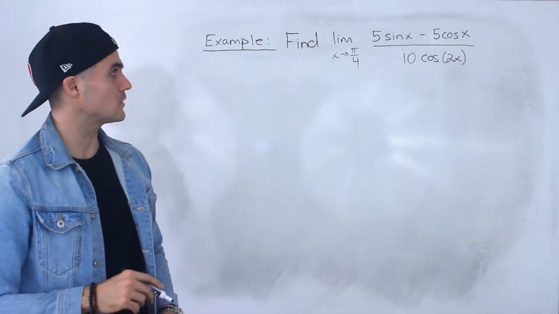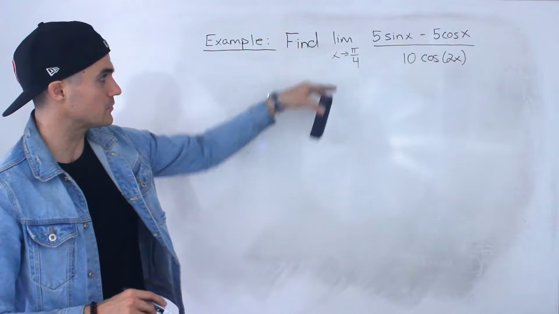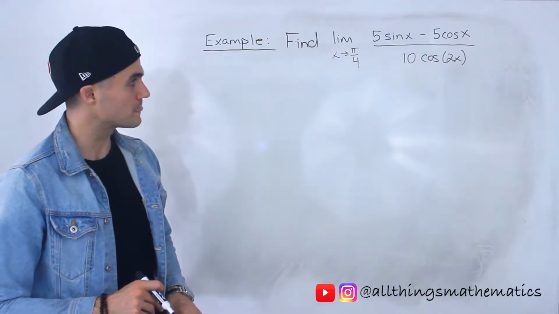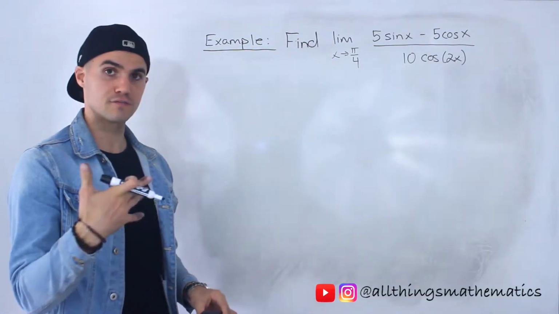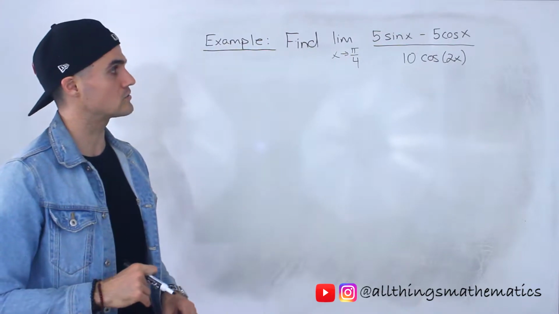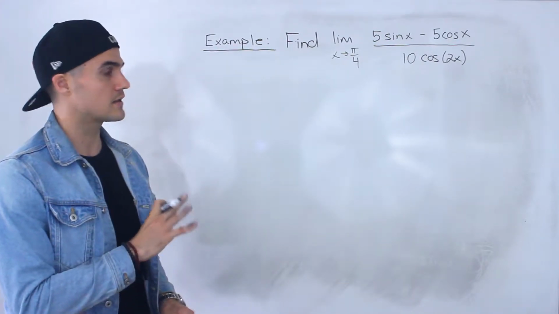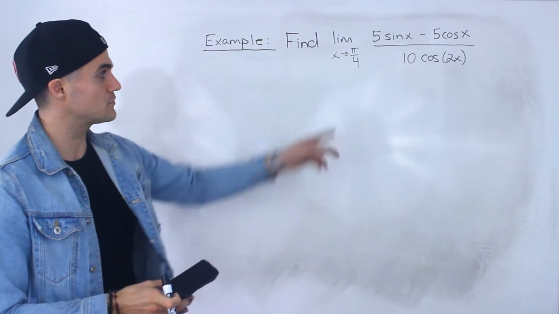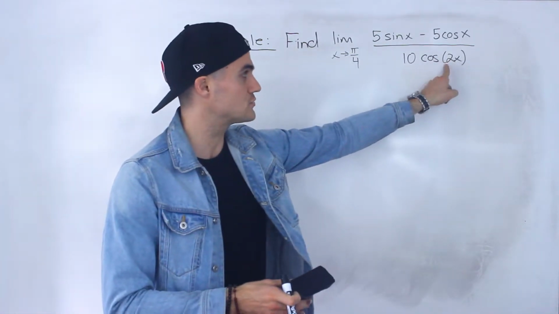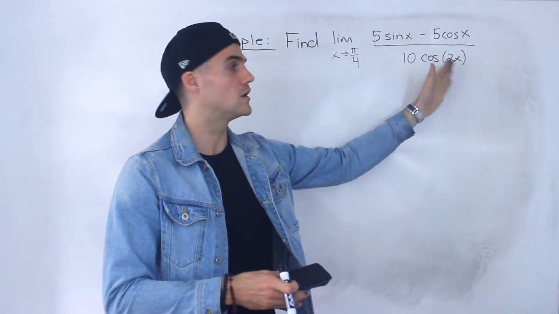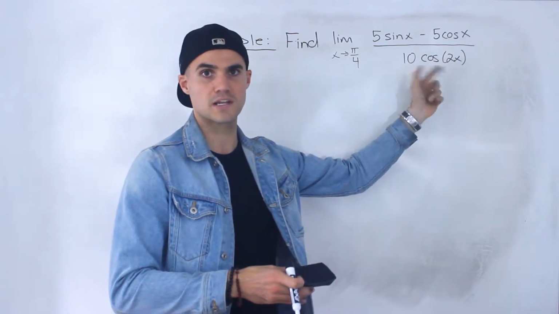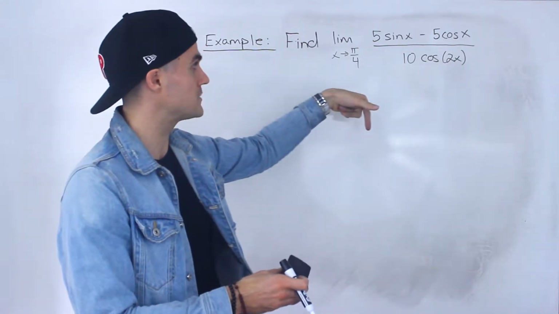And in this video, what we got to do is find this limit: the limit as x approaches pi over 4 of (5 sine x minus 5 cos x) all over 10 cos 2x. Notice that in this case we can't do a direct substitution, because if we plug in pi over 4 for x, 2 times pi over 4 is pi over 2, cos of pi over 2 is 0, 10 times 0 is 0, so the whole denominator would be 0.